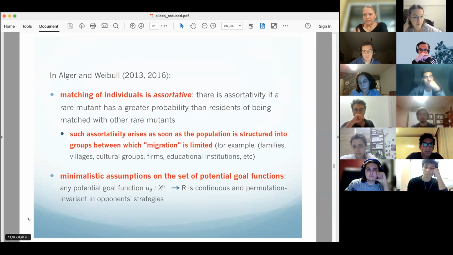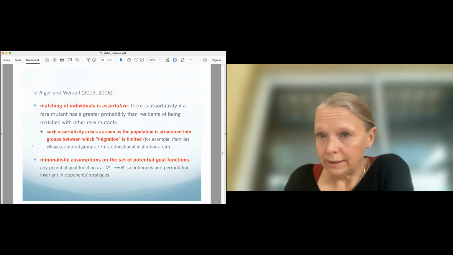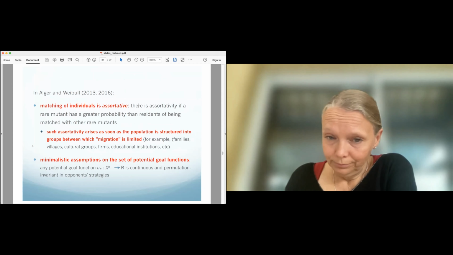Permutation, okay, forget about this. This is just technical, it's not so important. But what we want to do is really say, we don't make any prior assumptions about what the preferences are. We take any continuous utility function. And what comes out of this exercise then is the following.